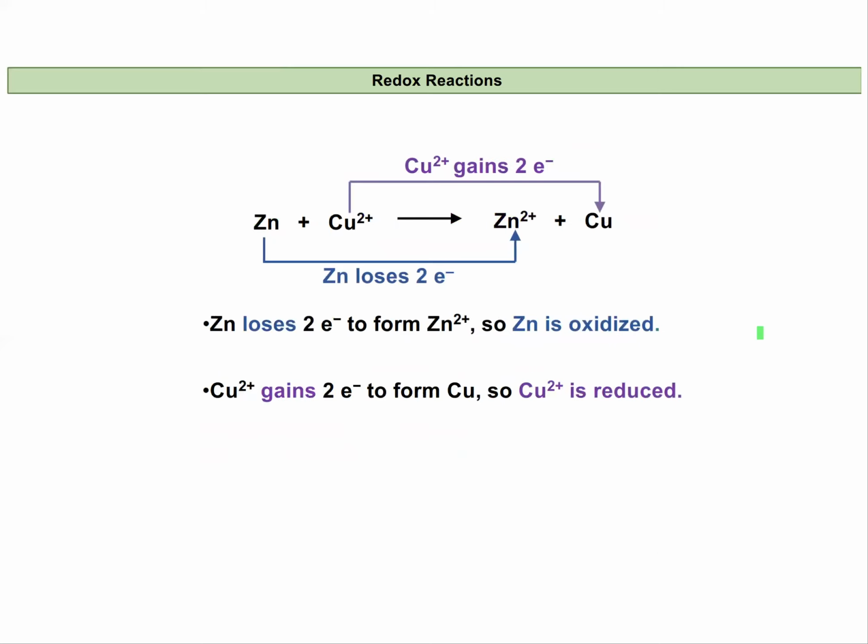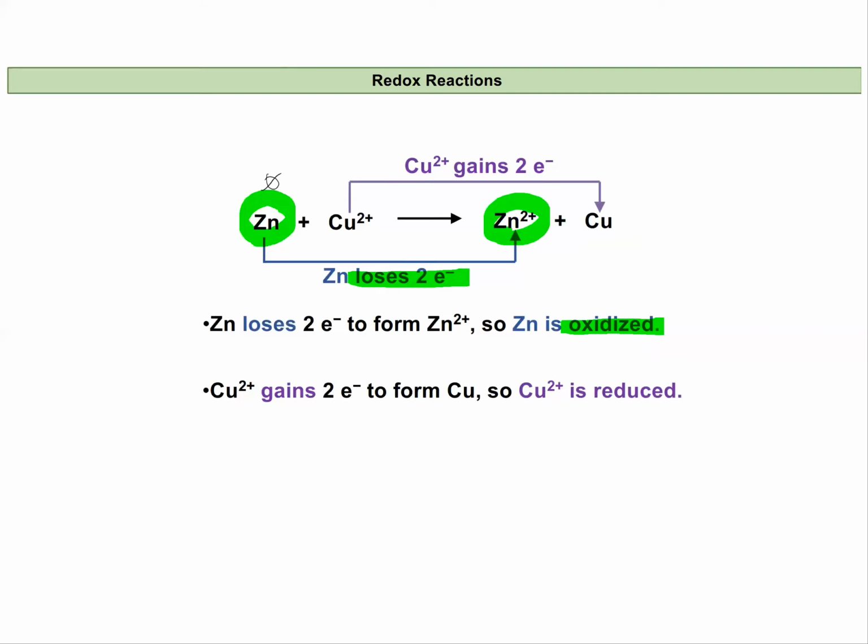Here's another example of zinc and copper. And in this case, we can see that the zinc has a 0 charge because it's just a metal on its own. And it's forming zinc +2. So because it's becoming more positive, it means it's losing electrons. The zinc has then been oxidized.